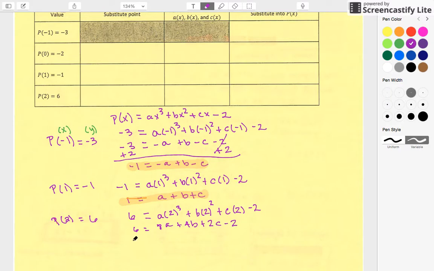And what you'll get at the very end, when you move this constant, is 8 is equal to 8a plus 4b plus 2c. You'll notice that you can simplify this further. They can all be divisible by 2, so we can simplify that further. And then you'll get 4 is equal to 4a plus 2b plus c. And that is our last equation.